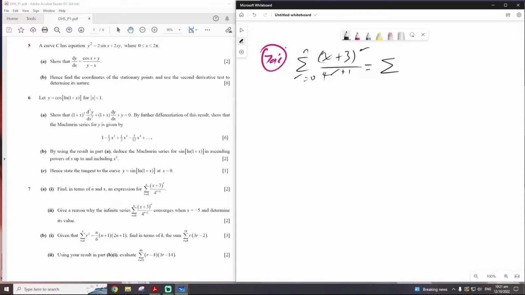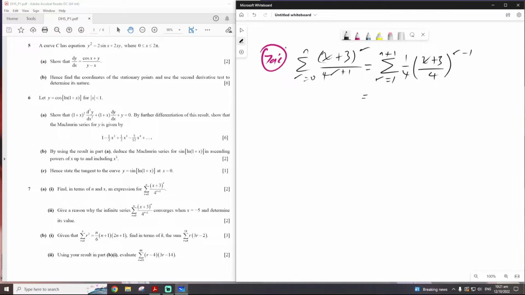I shall rewrite this with power r minus 1. And how I'm going to do that is I'm actually going to change this index to r equals to 1, and then the top will become n plus 1. And I will factor out a quarter, and this will give me (x plus 3) divided by 4, and this will be the common ratio, to the power r minus 1.